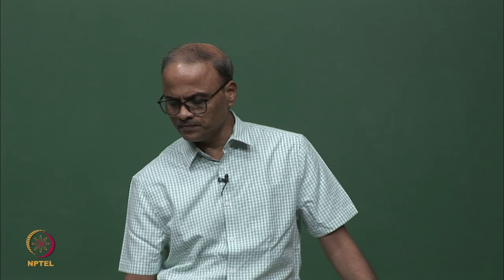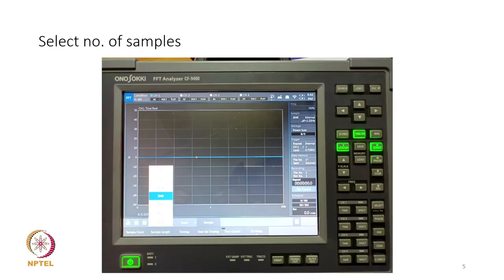Let us go to the next slide. So the first step we are going to do is select the number of samples. Depending upon the analyzer you use, there may be different options and settings. So in the analyzer which I am using, here we need to choose in the input section of the analyzer what is the sample length of the signal. And you can see from here, for example, the sample length is 2048. So, 2048 samples have been chosen.